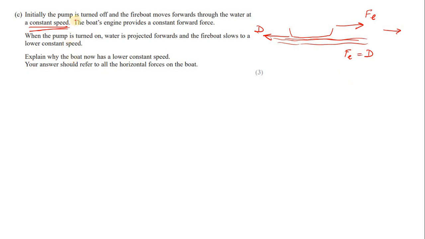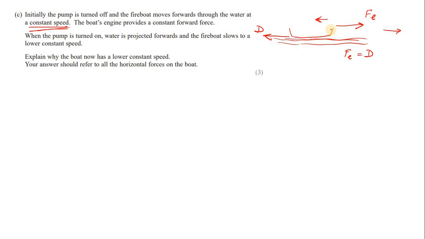Now the pump is on. When the pump is on, in the previous part we have seen that the boat experiences a backward force. Then this backward force causes a net resultant force in the backward direction. So there is a net resultant force in backward direction. So the boat starts to decelerate initially. So the speed starts decreasing.